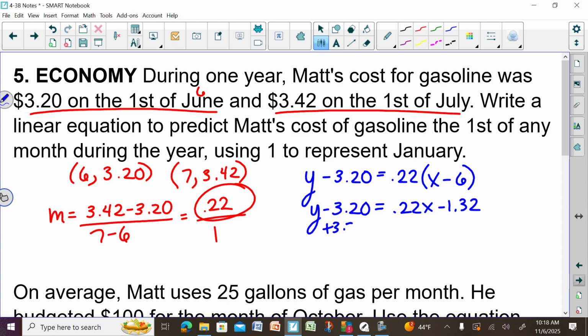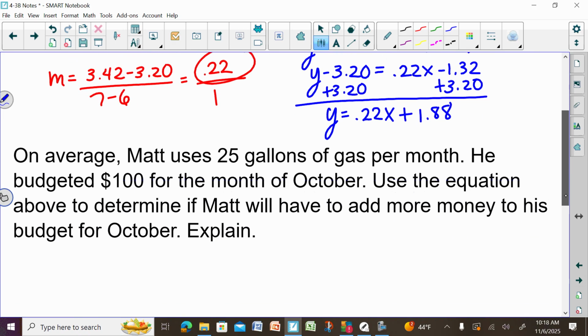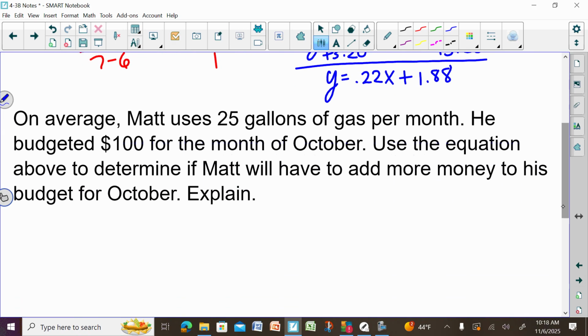Add 320 to that. And so really what we're doing is we're subtracting that 132 from the 320. And we have $1.88. Y equals, there is a 22 cents gas increase since January, and it started off at $1.88. So there's your equation.